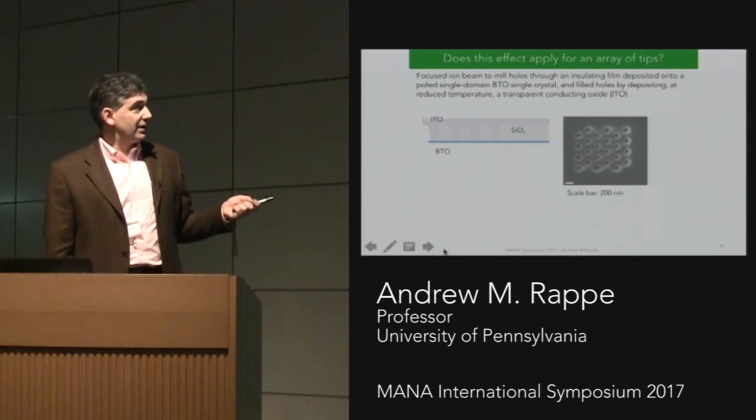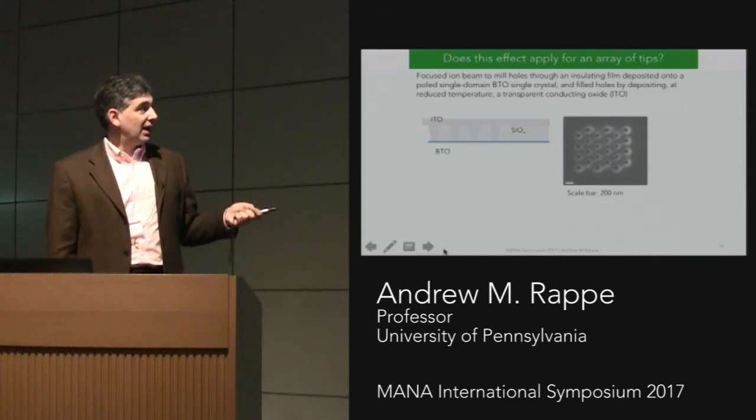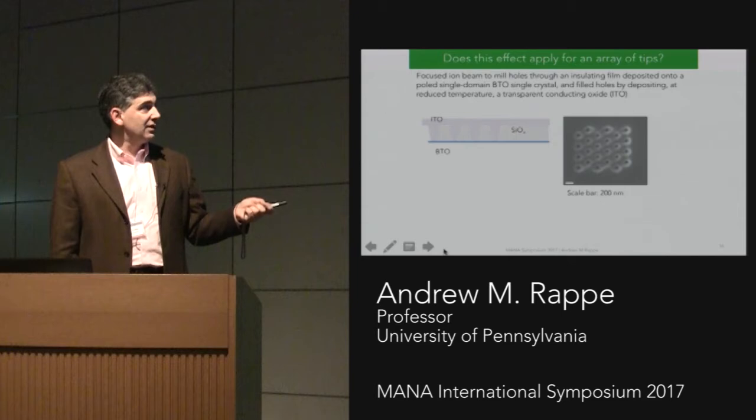What John Spanier did was he used focused ion beam to mill holes in a silica layer, and then he patterned ITO to make a series of electrodes that are all separated spatially from each other.